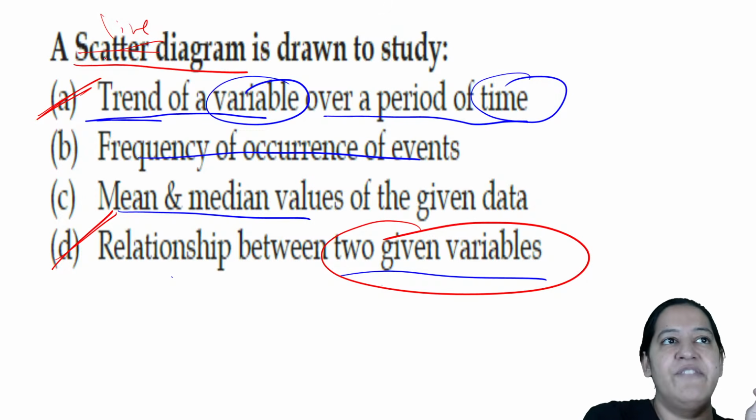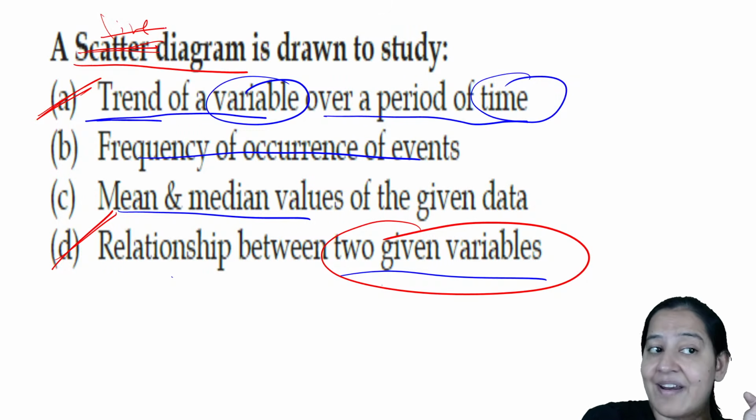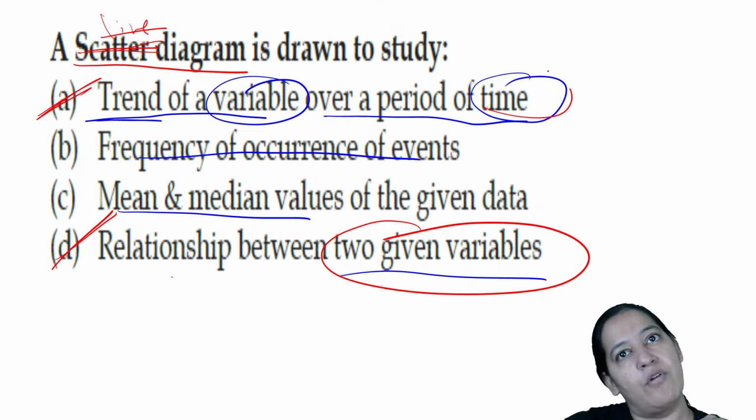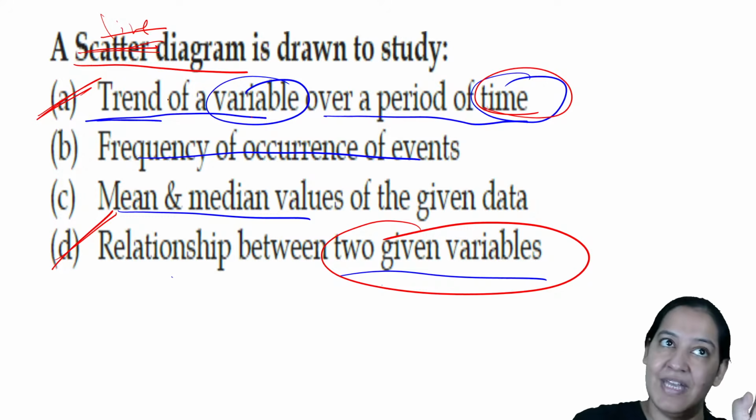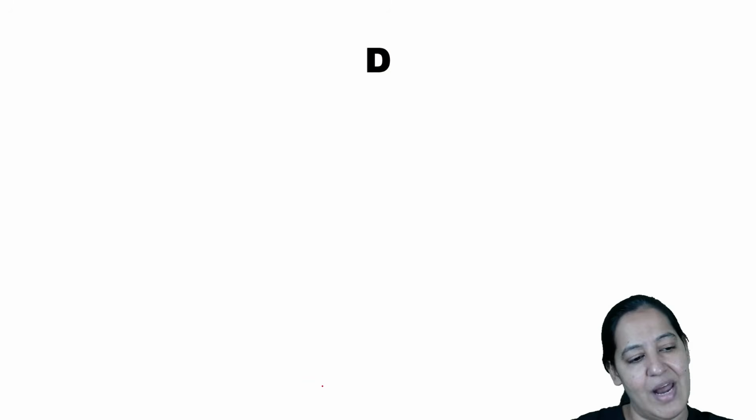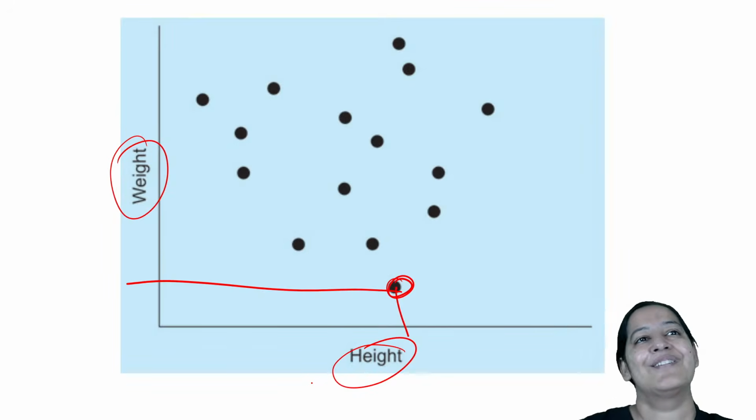So D is correct. If instead of scatter diagram I say line diagram, on a line diagram one axis is always time, another axis is one variable. So in that scenario, the answer will be A. But here for scatter diagram, the answer D is correct. You are absolutely right. Very good. So that is scatter diagram.